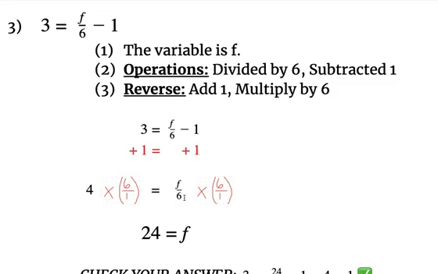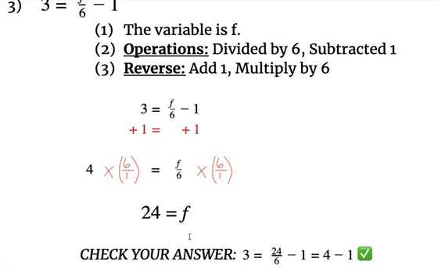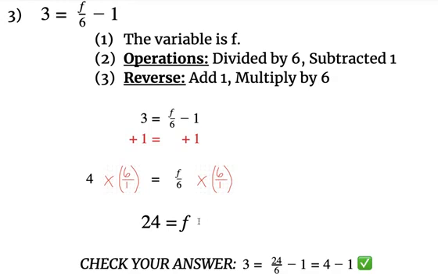So we end up with 4 equals f divided by 6. So that was adding 1. Then we're going to multiply by 6 both sides. 4 times 6 is 24 on the left-hand side. And then the 6 on top and the 6 on the bottom is like 6 divided by 6, which is 1. So it's 1f. So our answer is f equals 24, or 24 equals f, same thing. If I were to check it, I'm going to put that 24 back into the problem where I saw f. So it becomes 3 equals 24 divided by 6 minus 1. 24 divided by 6 is 4. 4 minus 1 is 3. So that answer is correct.